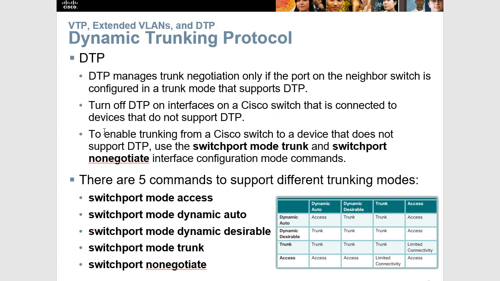So dynamic trunking protocol, I'm pretty sure is covered in CCNA 2 as well, but we have a review of it here. It's basically how you'd auto-negotiate a trunk. So we know we can set a switch port into access or trunk mode manually. Switchport mode access or switchport mode trunk. Okay. You also have switchport mode dynamic auto and dynamic desirable. All right.